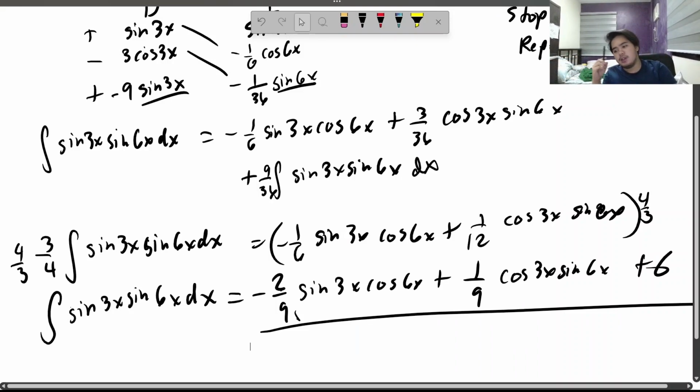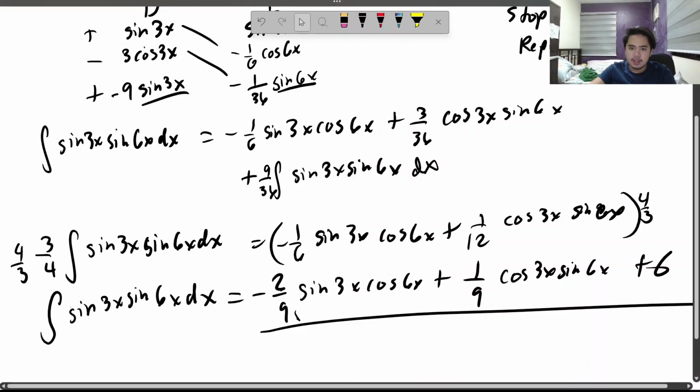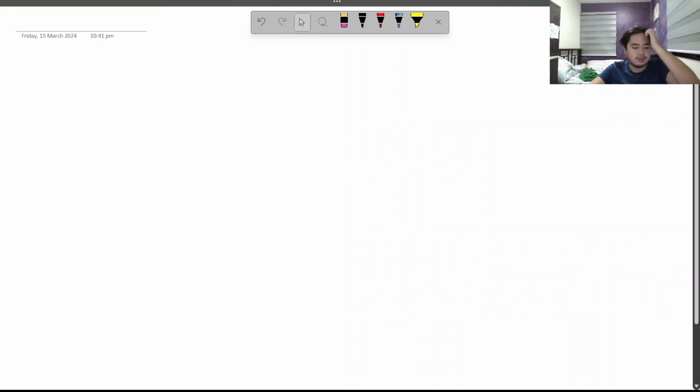So now you ask, is this the same as the one earlier? And to that I say yes. There's still a bit of sine 3x cosine 6x there. That's the DNA of the answer. But if the answer turns out to be different, if you graph it in Desmos or something, it will be separated by a constant, because the constant could be different. So there you go. It's still the same answer. Don't be scared of that. It's just a different form.